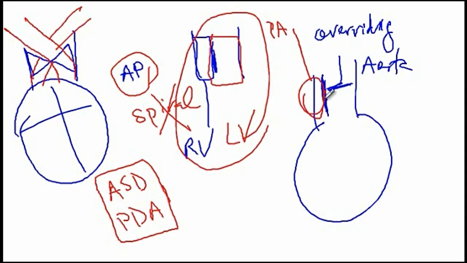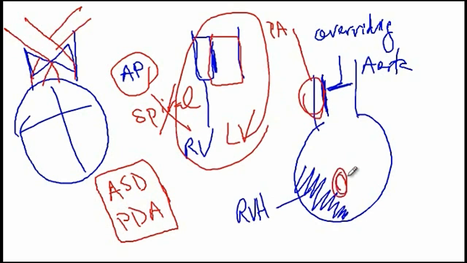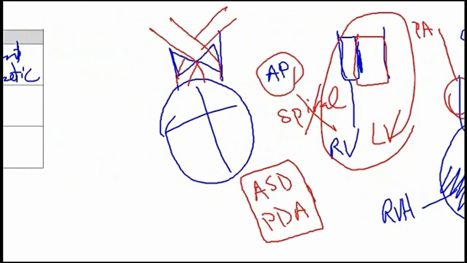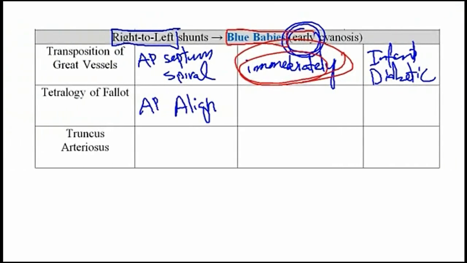Since there is stenosis of the pulmonary artery, there will be right ventricular hypertrophy. And the final condition that is associated with Tetralogy of Fallot is the ventricular septal defect. So let's go over that again. This condition is associated with overriding aorta, pulmonary stenosis, ventricular septal defect, as well as right ventricular hypertrophy.